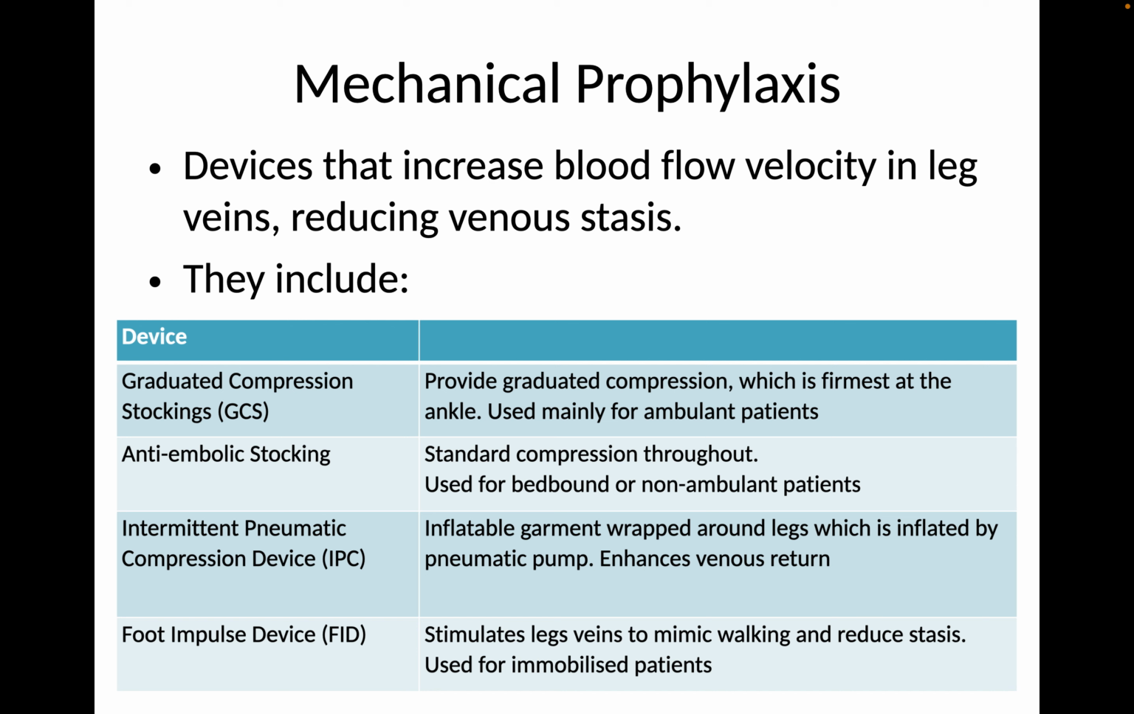There are intermittent pneumatic compression devices or IPCs, which have an inflatable garment wrapped around the legs, inflated by pneumatic pumps, which enhances the venous return. And finally, there is something called the FID or foot impulse device, which stimulates the leg veins to mimic walking and reduce stasis. It is, of course, used in immobilized patients. So if you talk about mechanical prophylaxis, you need to remember these four devices: the GCS, the anti-embolic stockings, the IPCs, and the FIDs.